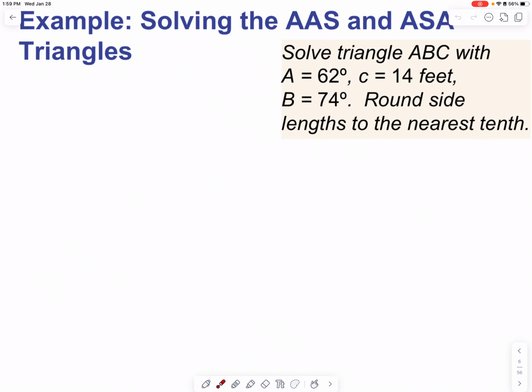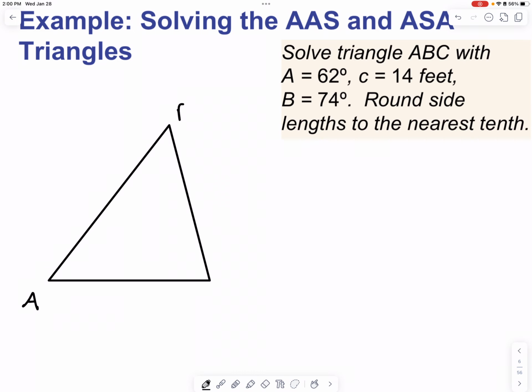Here we're asked to solve triangle ABC, where A is 62 degrees and B is 74, so that's the first case where angle B is less than 90. Round the side lengths to the nearest tenth. I would like to start with a triangle, not necessarily a right triangle, but where angle B is acute. I'll label my angle A, my angle B, and my angle C.